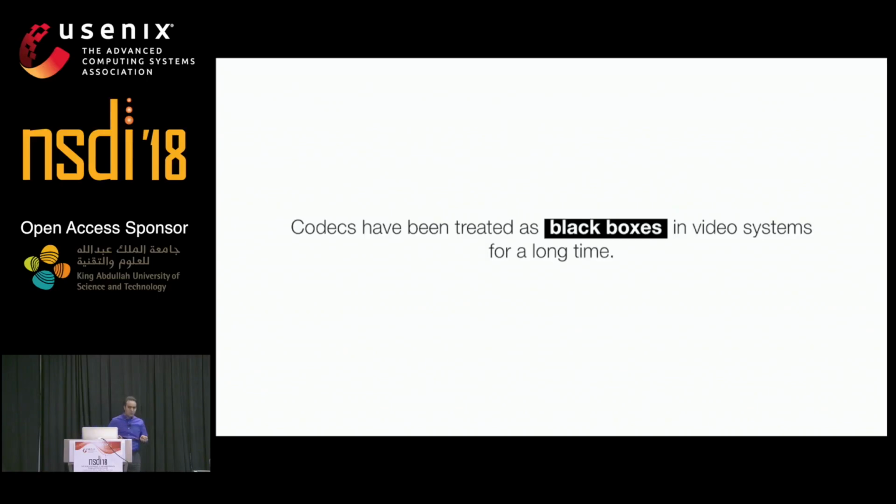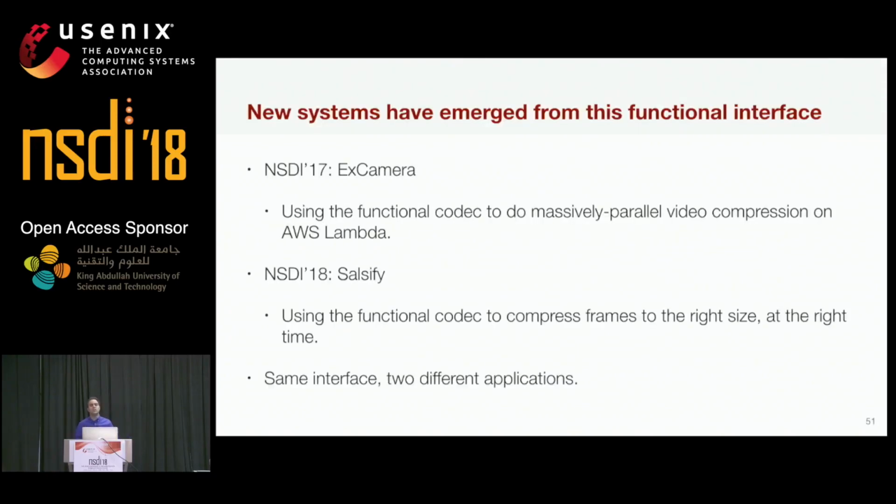First of all, I have to say that codecs have been treated as black boxes for a long time in video systems. Last year at NSDI, we talked about a project called ExCamera, where we decided to actually break this black box, define a new interface for the video codec, and we used this functional video codec to do massively parallel video compression on AWS Lambda. Today, I talked about a system that used the same abstraction for the video codec in a completely different setting, to compress frames to the right size at the right time. You see the same interface, two completely different benefits.